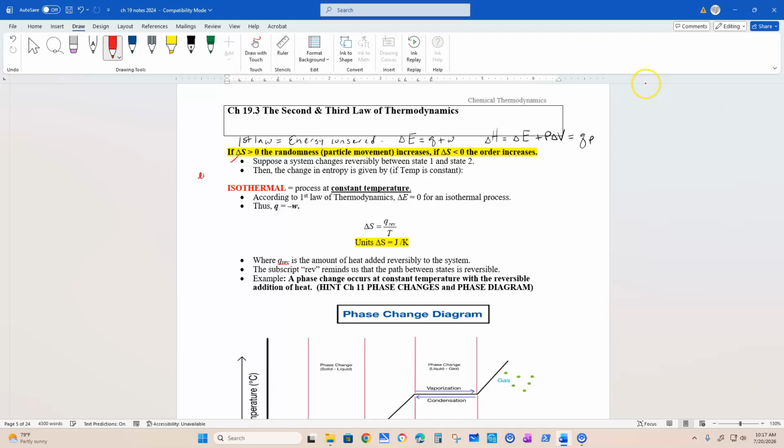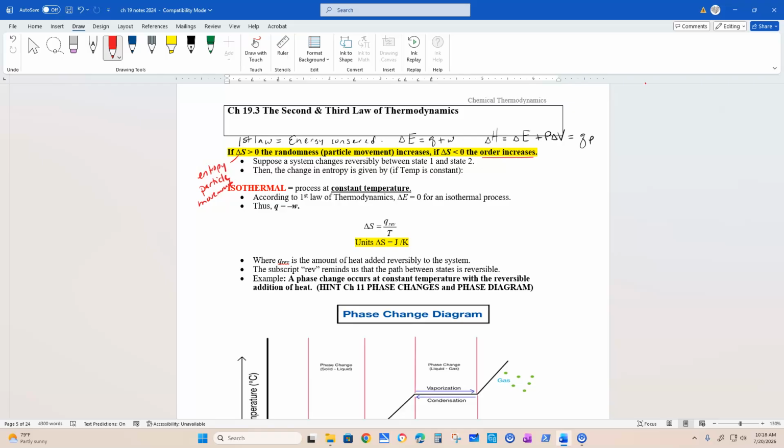So delta S, entropy. And remember, entropy is about particle movement, particle disorder. Okay, so if you have a delta S that's greater than 0, the more random it is, the more particles move, the more it increases. If your delta S is actually less than 0, then you actually have order. You have less movement. Okay, it doesn't mean you have no movement, you just have less movement.